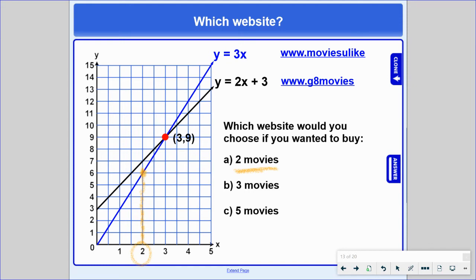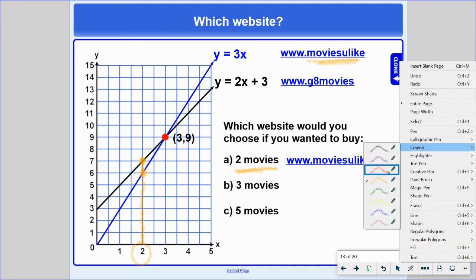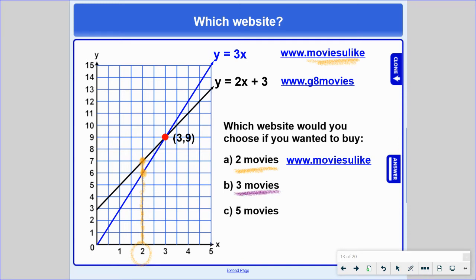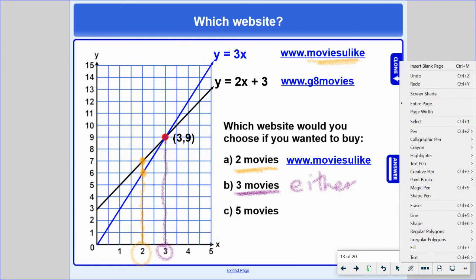Okay, so the blue line is going to be $6, but the black line is going to be $7. Therefore, I would much rather choose movies you like. Onward. How about 3 movies? Well, here's 3 movies. Let's go on up that. Oh, wait a second. They're both the same. Right, the same price, right? Either. However you want to answer that.